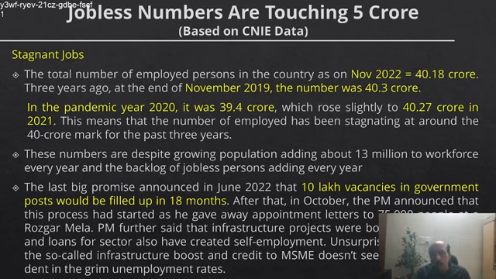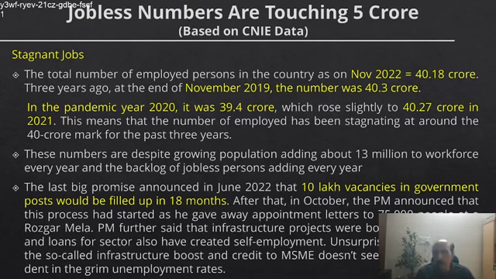And with stagnant jobs, if the number of people added to the labor market is increasing every year, then obviously the stock of unemployment is rising. The people who remain unemployed is rising every year. And in November 22, CMIE estimated that around 5 crore people remain unemployed in the economy. And keeping in view that unemployment is quite high, the government in June 22 promised that the 10 lakh vacancies which are lying vacant in the government, they are going to fill up in the next 18 months.